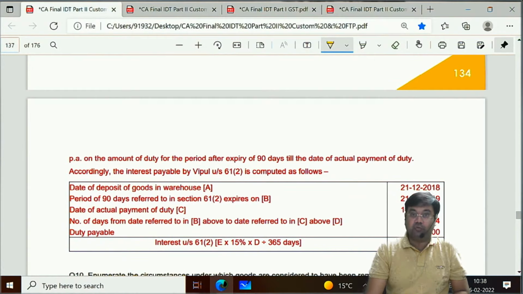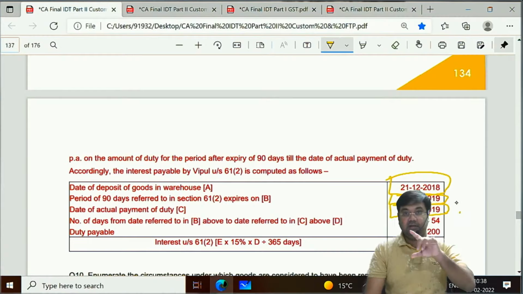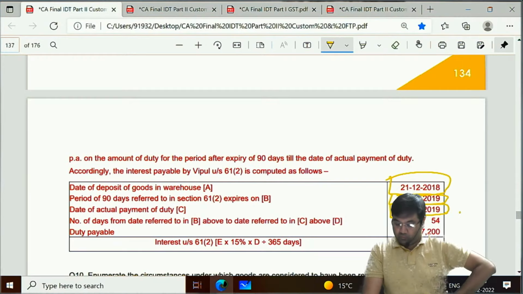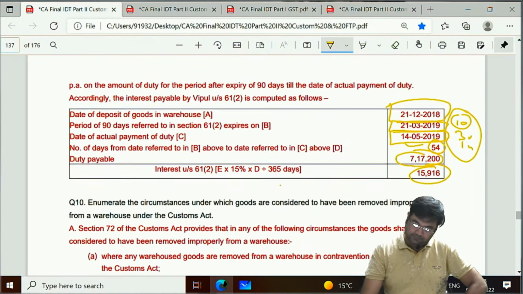Apart from that, he is also supposed to pay interest. He deposited on 21/12/2018. We calculate 90 days, and beyond 90 days he is supposed to pay interest at the rate of 15%. He made the payment on 14/5/2019, so 90 days we are not going to count. So that is March 10 days, April 30 days and 14 days of May, a total of 54 days on which he needs to pay interest on the duty amount. That is 7,17,200 into 15% divided by 365 into 54, which is 15,916.